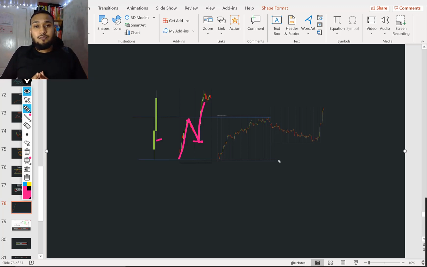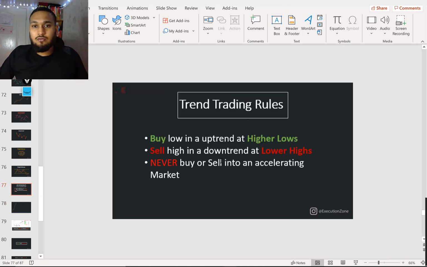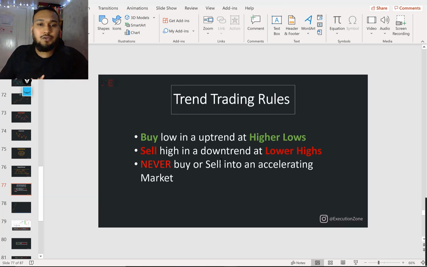Now, hopefully I've summed it up and it's making sense. Bear in mind and remember the rules that we have here. You want to buy as low as you can, you want to sell as high as you can, and never buy or sell into accelerating markets. If markets are being very volatile or they're moving very fast, avoid them. There's no need to be impulsive. This is where self-discipline, self-awareness, your psychology really comes in.